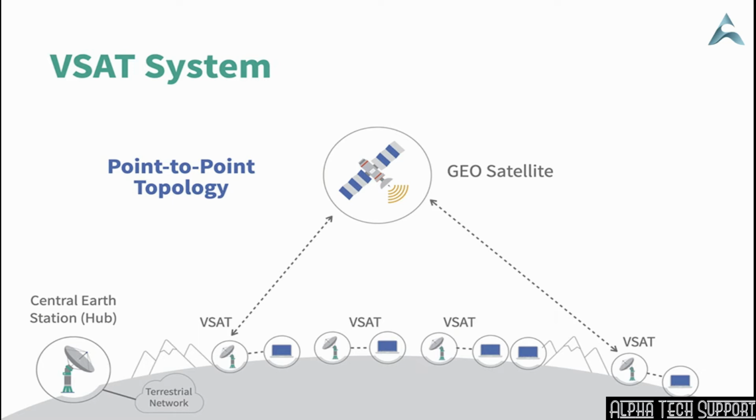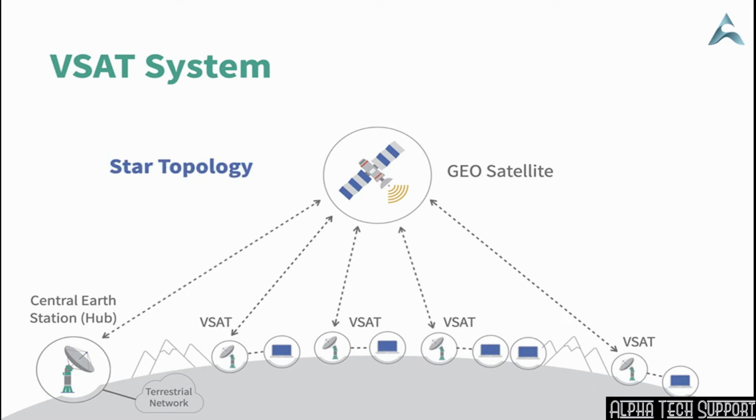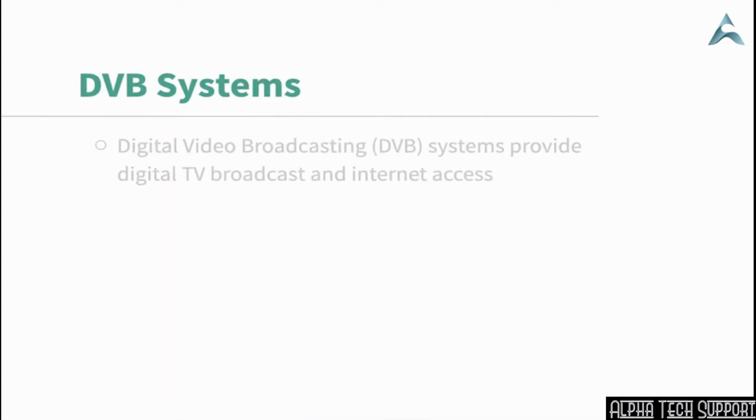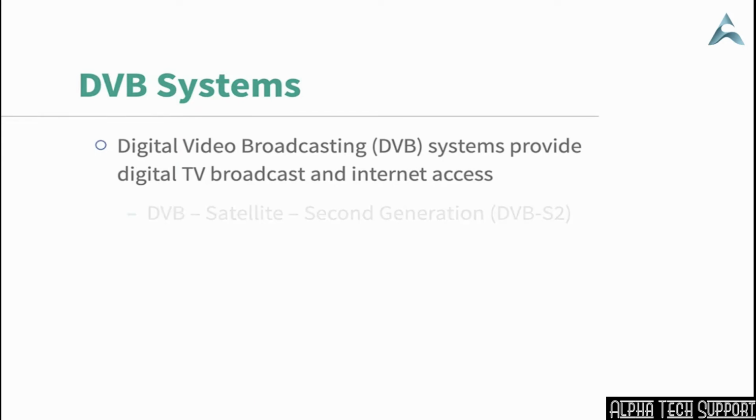For example, VSATs can connect to each other through the point-to-point topology. VSATs can also form a star topology, where VSATs are connected through a hub station connected to the satellite. VSATs can also form a mesh topology without a central hub, and they can connect to each other through the satellite.